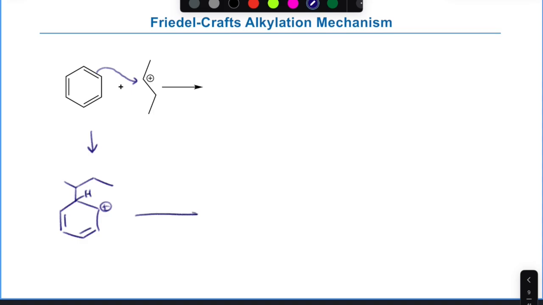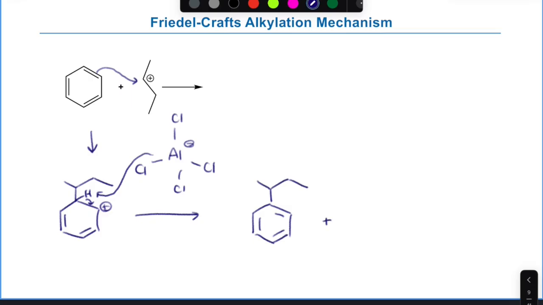And then we're going to use the base in our reaction, which is this aluminum species. But it's actually going to be the chlorine. So we're going to take one of these bonds and use it as our base to extract the hydrogen. And that's going to go and re-aromatize. And then we should have HCl and our Lewis acid catalyst. So it's regenerated.